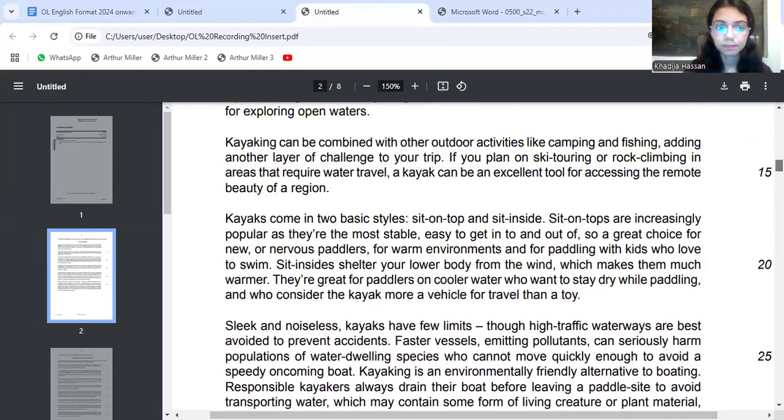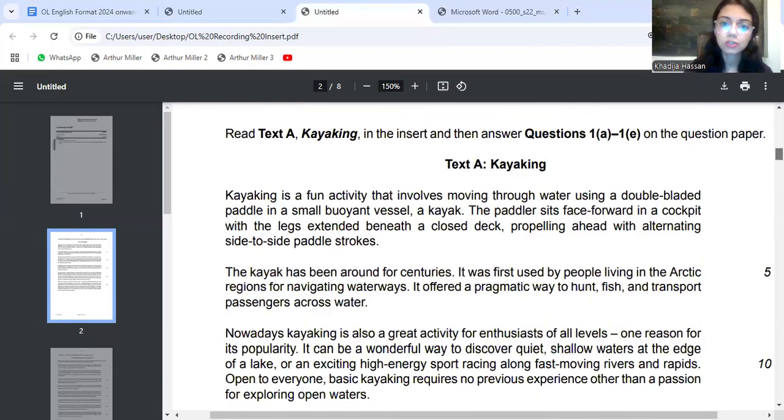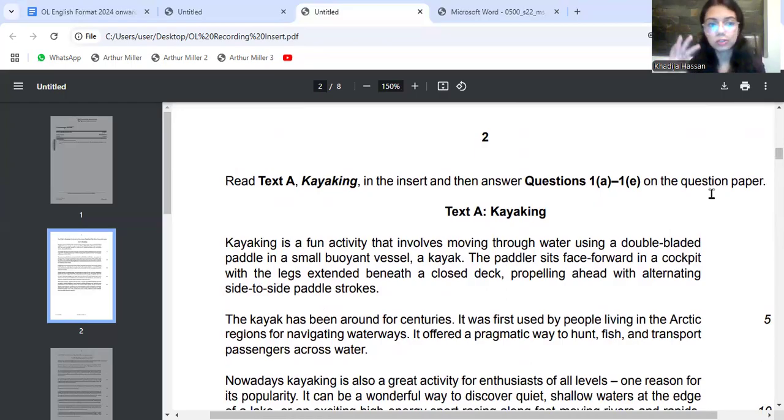All right. So if I was to summarize the text, which is something I would recommend you all do once you've read the entire insert, I would say that it's about this. It's both about kayak, the vehicle, and about kayaking, which is a sport, right? And when it talks about kayaks and kayaking, it discusses their functions and the styles of kayaks that are available. So sit inside, sit on top, etc.